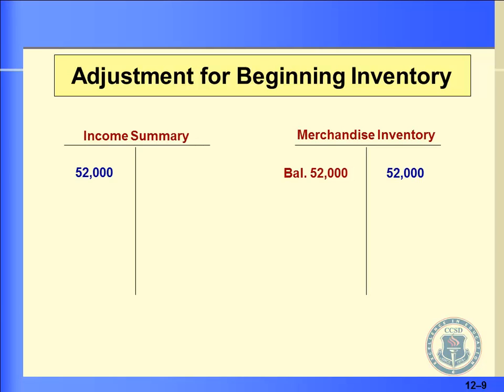The next thing we're going to go into is our adjustments. So I'm writing over my $52,000. Do you guys remember the 10-column worksheet where we have trial balance, adjustments, adjusted trial balance, income summary, balance sheet?